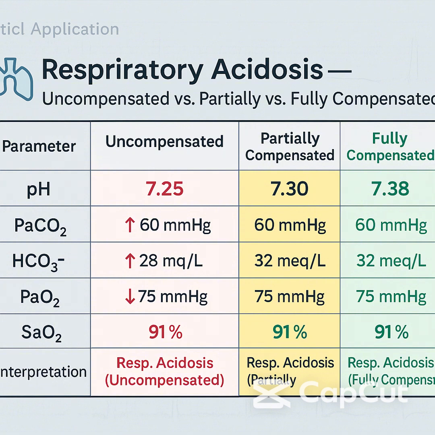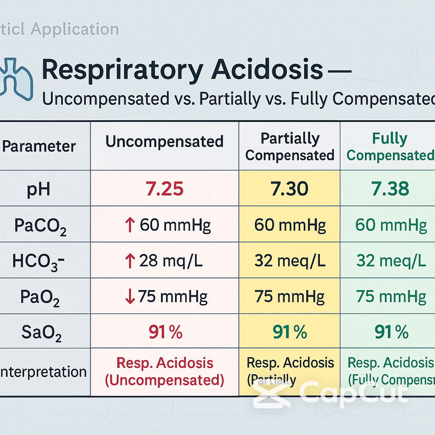In the partially compensated case, the pH is still low at 7.30, but you'll notice the bicarbonate has increased to 32. That tells us the kidneys have started to retain more base in an attempt to correct the acidosis, but we're not back to normal yet. In the fully compensated state, the pH has returned to near normal at 7.38, but PaCO2 is still high and the bicarbonate remains elevated. This means compensation has done its job.